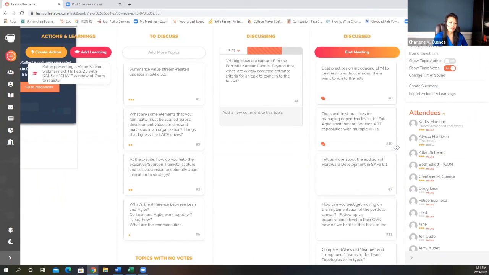But once we get beyond that first state in the portfolio Kanban, then we can start to introduce a little bit more criteria so that we can start to filter out things that might not necessarily net us the highest benefit.